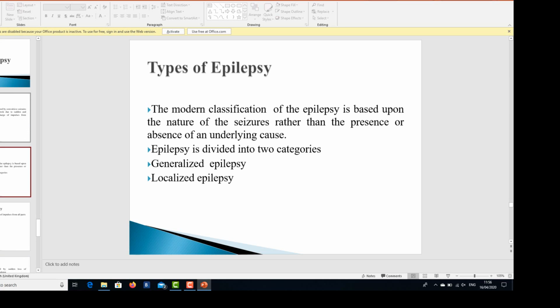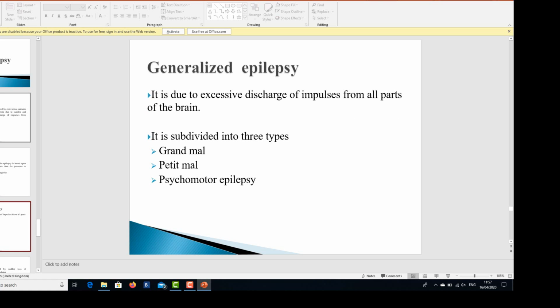The types of epilepsy. The modern classification is based upon the nature of seizures rather than the presence or absence of an underlying cause. Epilepsy is divided into two categories, that is generalized and localized epilepsy. Generalized epilepsy is due to excessive discharge of impulses from all parts of the brain. It is subdivided into three types, that is grand mal, petit mal, psychomotor epilepsy.